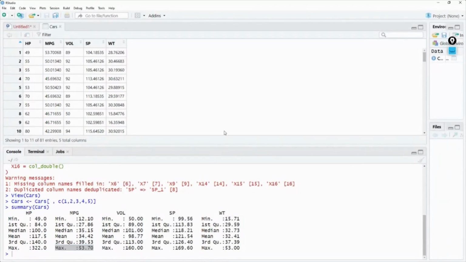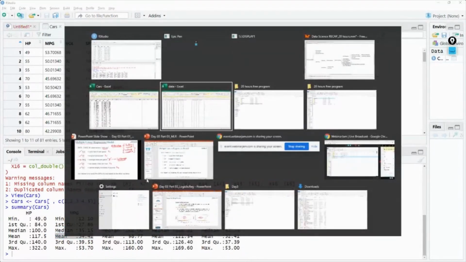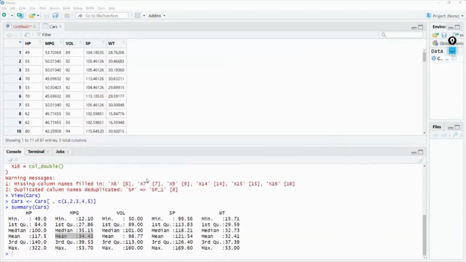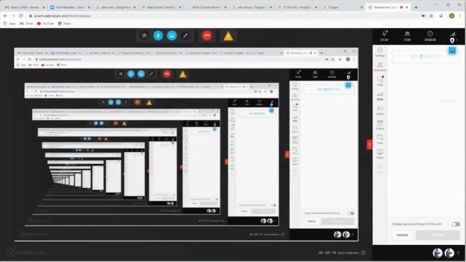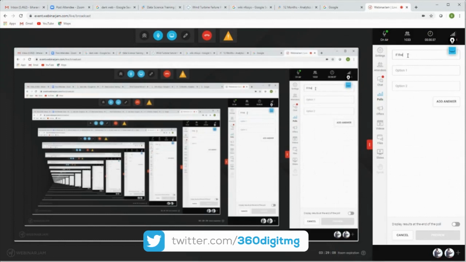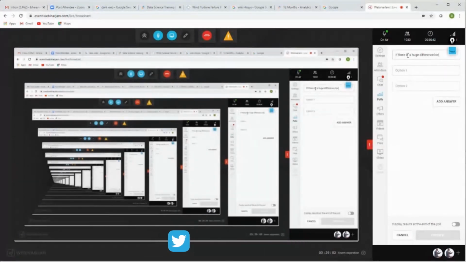Question to you, a poll coming your way. Let us see who will get it right. If there is a huge difference between mean and median values, what does that mean? I'm putting a poll now. If there is a huge difference between mean and median, then what does that imply?